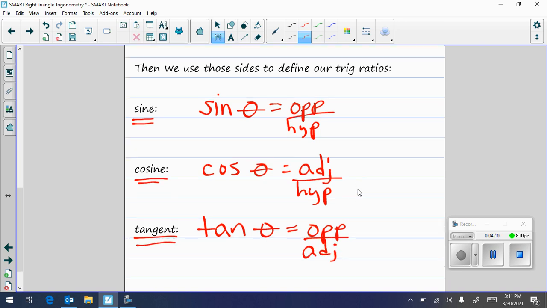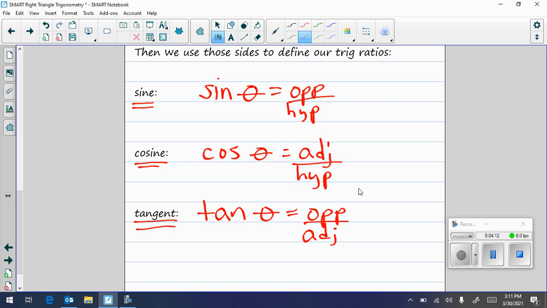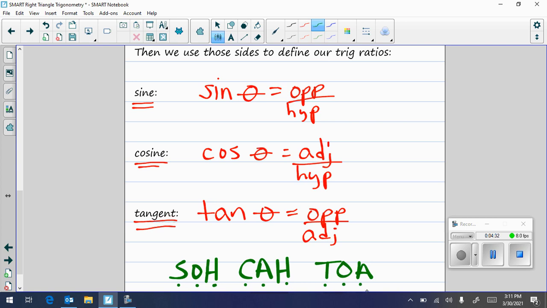To remember these, you probably learned in the past, SOH CAH TOA. Sine is opposite over hypotenuse, cosine is adjacent over hypotenuse, tangent is opposite over adjacent. So, SOH CAH TOA, that can help you to remember which of these is which.